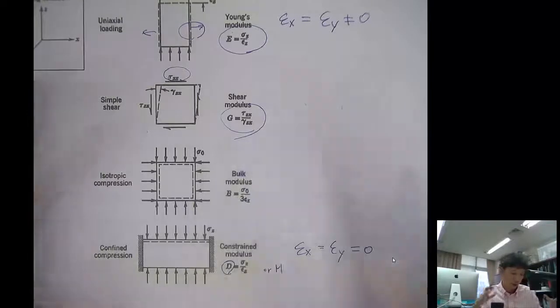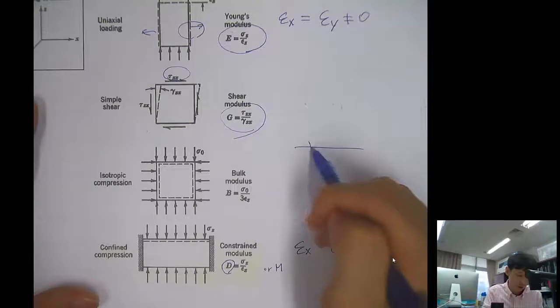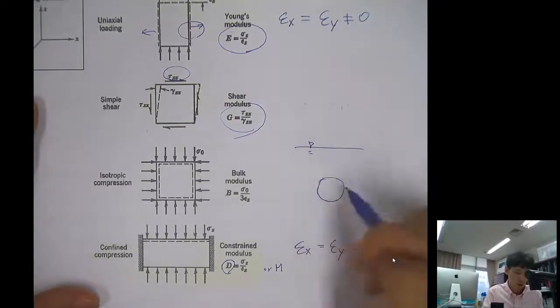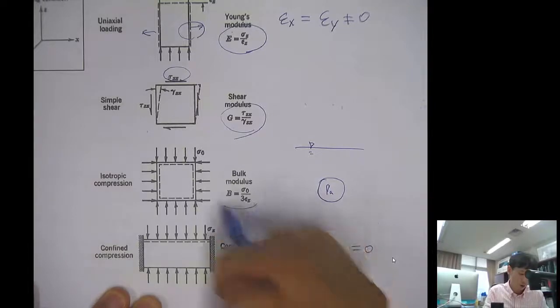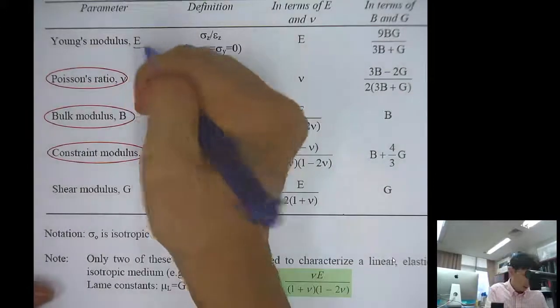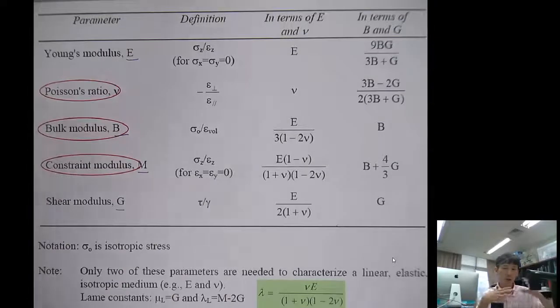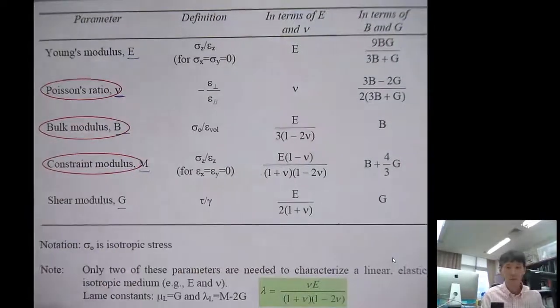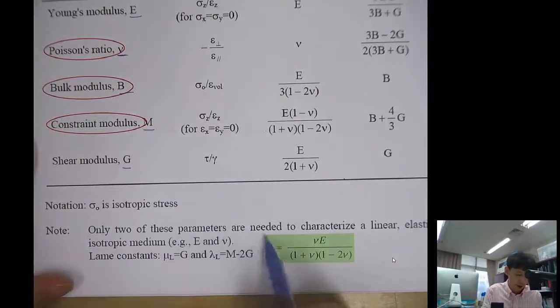And when there's an isotropic compression, like the balloon in the water, right? So here, this is the balloon, and you have an air pressure, then the deformation or the volumetric strain can be correlated to the bulk modulus B. So E and B and constraint modulus and shear modulus are interrelated through the Poisson's ratio. So if you know two of them, only two of these parameters are needed to characterize a linear elastic isotropic medium.